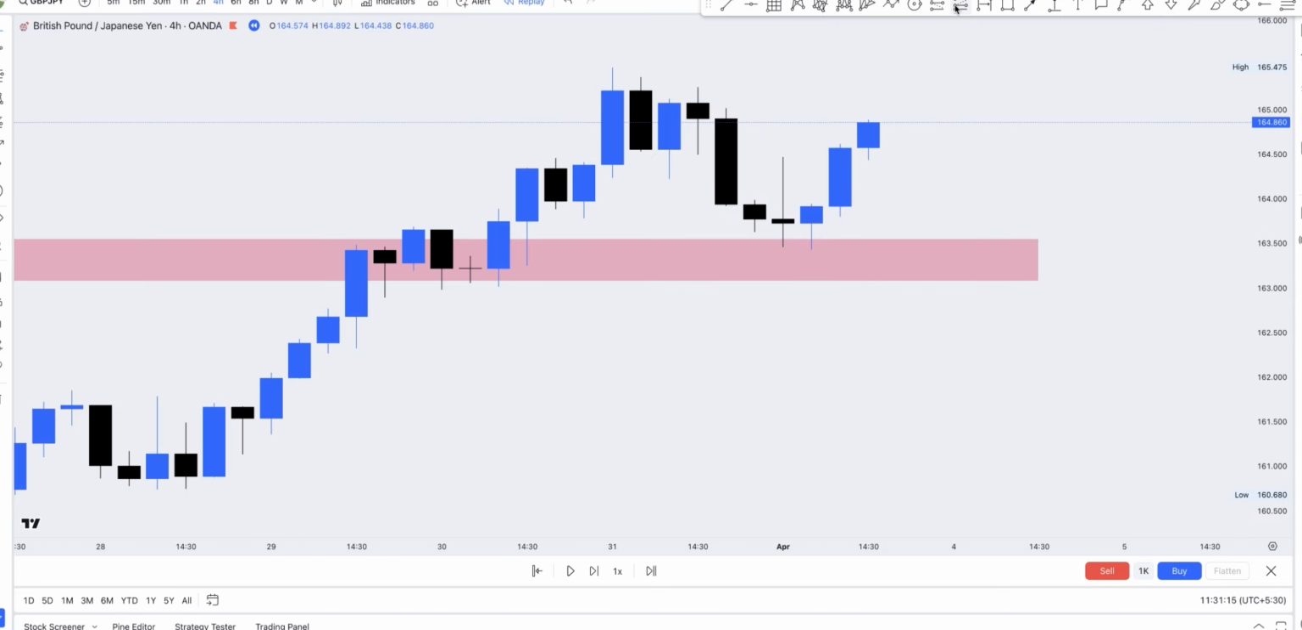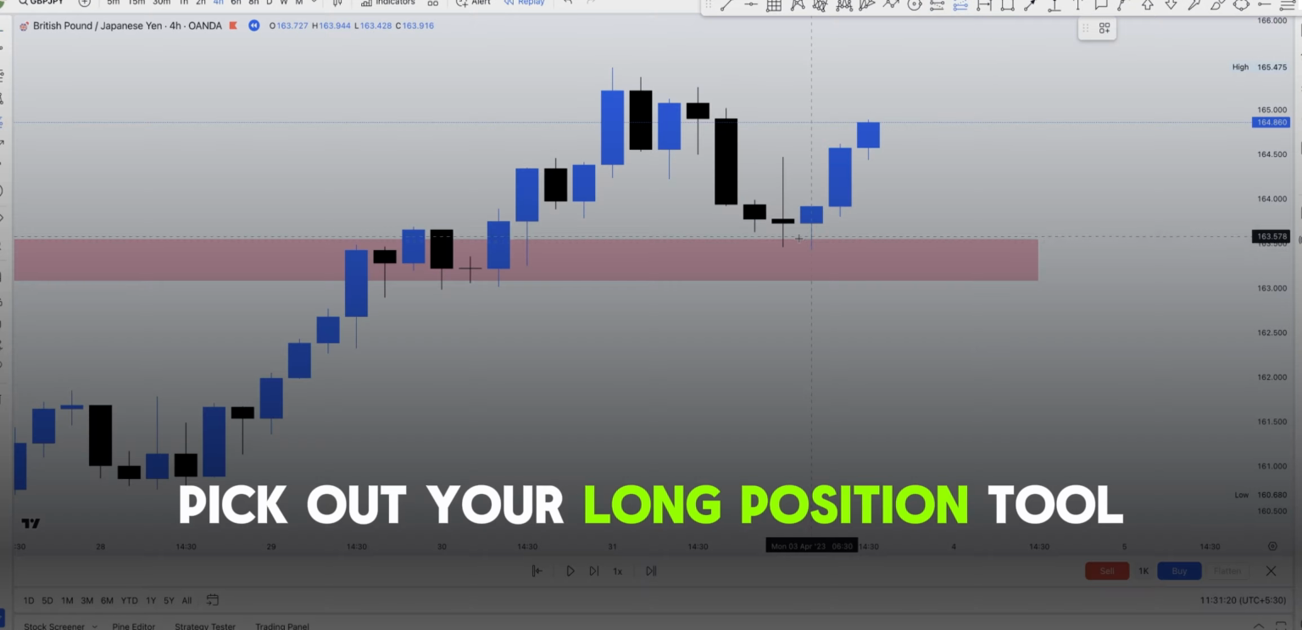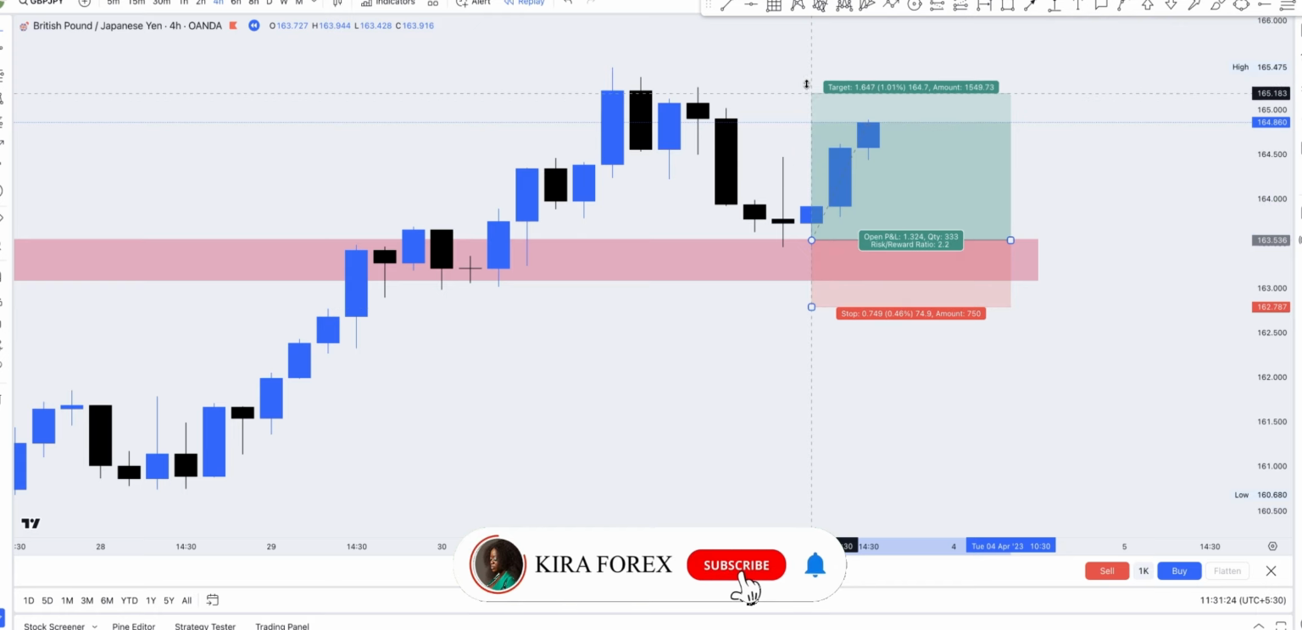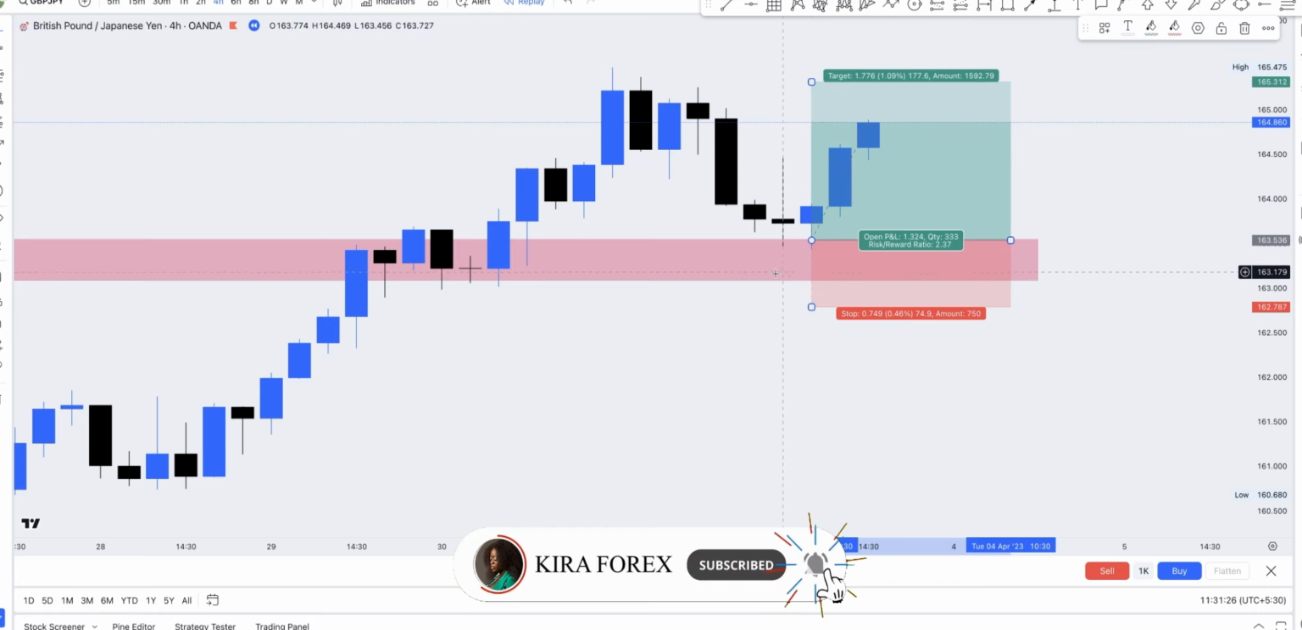So the next thing you would have to do is you just have to pick out your long position, drop your SL a little below the zone, then your take profit to the nearest support or resistance.